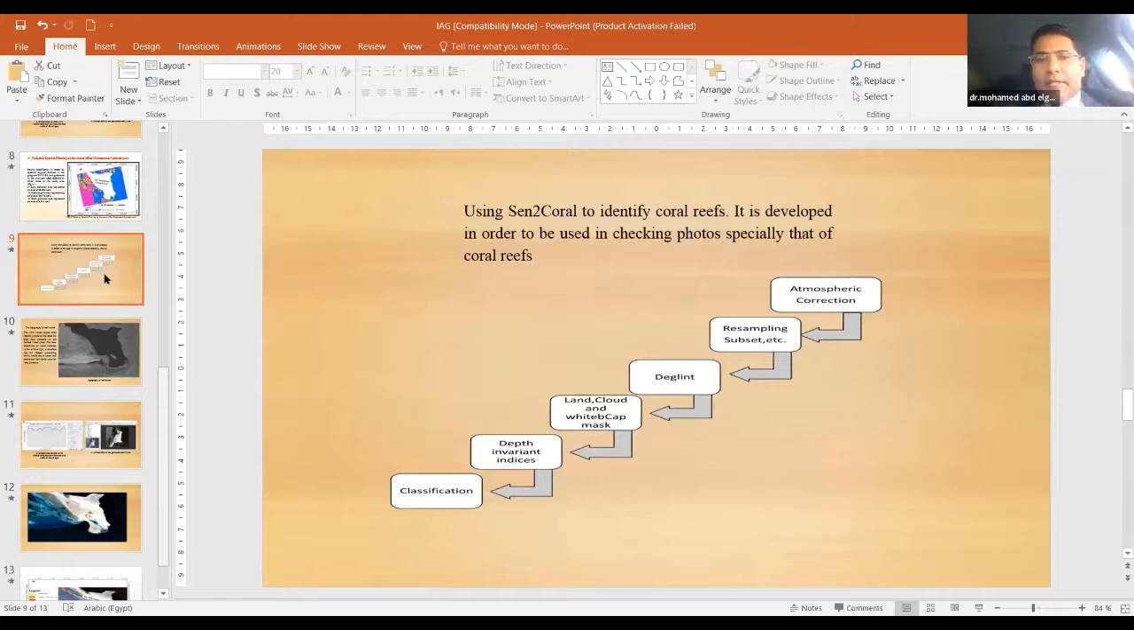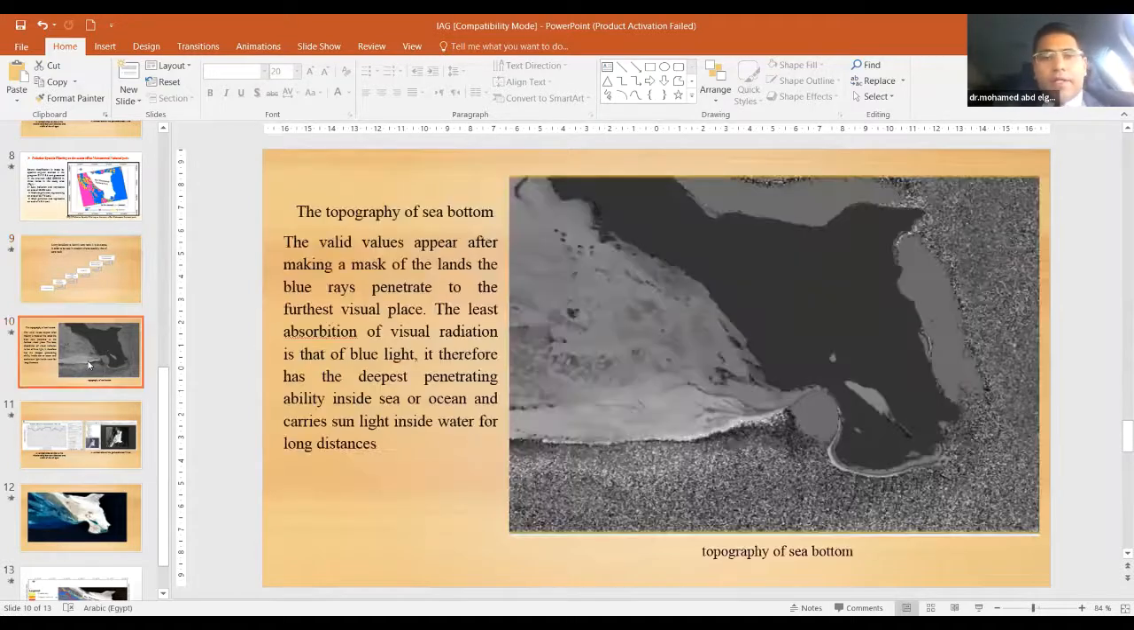Steps in using Sentinel data with the program SNAP to identify coral reef as it is developed, in order to be used in checking the spectral properties of the coral reef. The topography of the sea bottom: the valid values appear after making a mask of the land and the blue band.